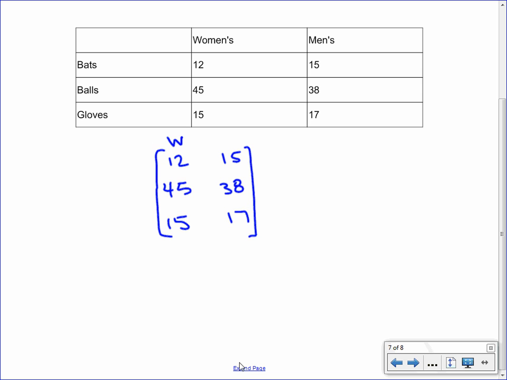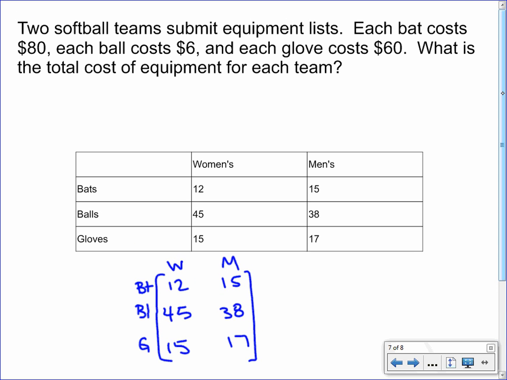Notice how they're first. Men's. Bats. Oh, that was funny. Balls. Gloves. I'm just kidding. Okay. Oh, I said she was a woman. I was like, Thank you.